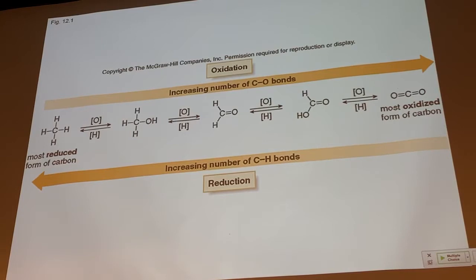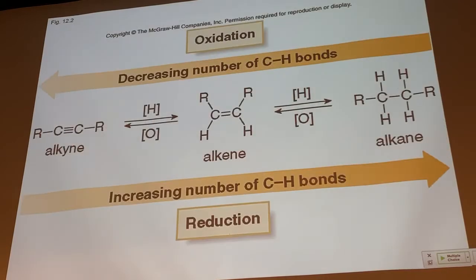And if we look at the next figure, this is showing oxidations and reductions with hydrocarbons. So here we're just focused on carbon-hydrogen bonds because we don't have any carbon-oxygen bonds. And going from left to right is what you'll see in the lab. We can reduce alkynes to alkenes by adding hydrogen. We can reduce alkenes to alkanes.